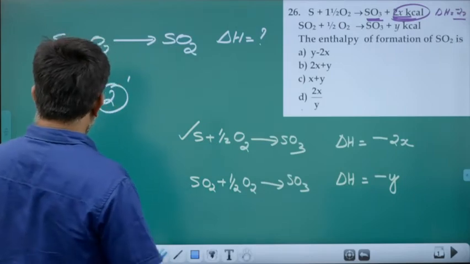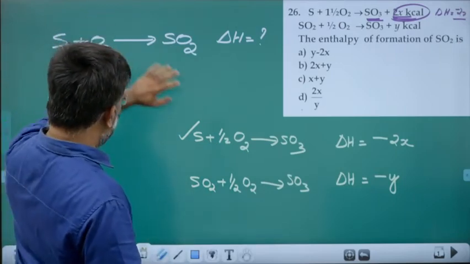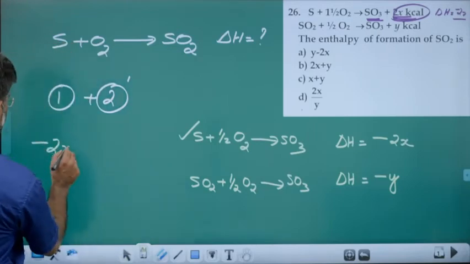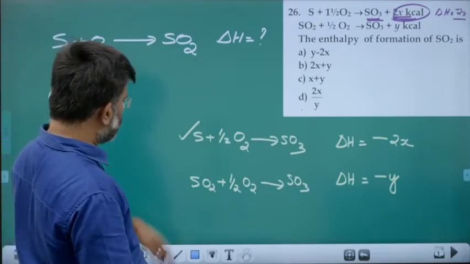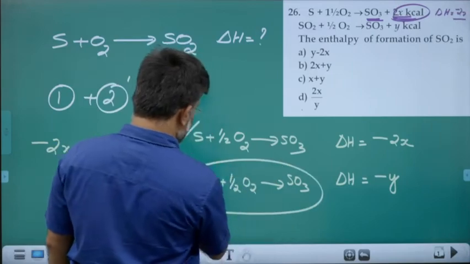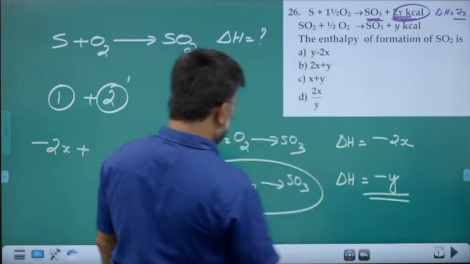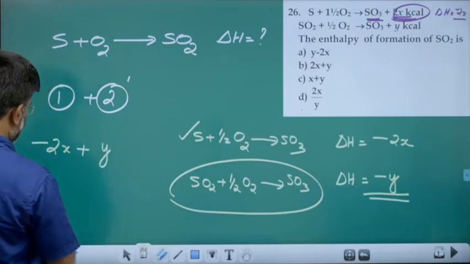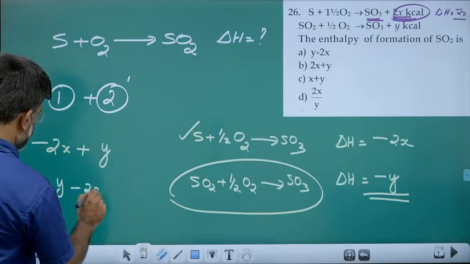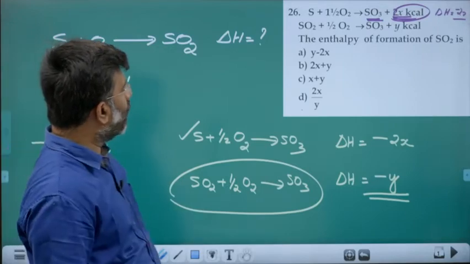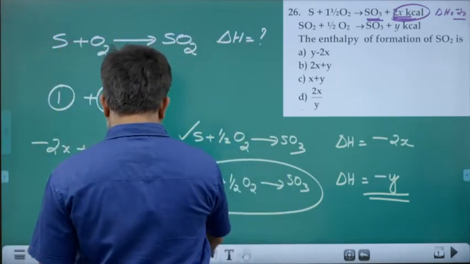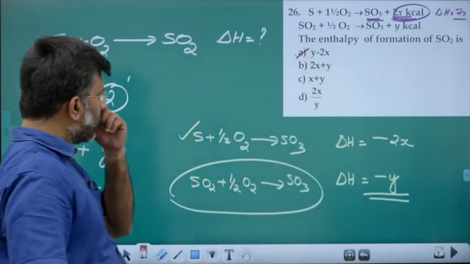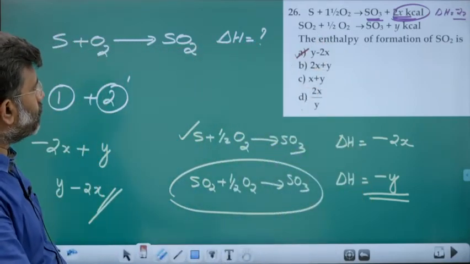So what you need to do is, if you want to get this equation, take the first equation as such. That means minus 2x. Add it with the reverse of the second equation. You reverse this equation, that means minus y will become plus y. Now add. So minus 2x plus y, that is y minus 2x. That is the answer. Option A is the correct answer. Hope it is clear.